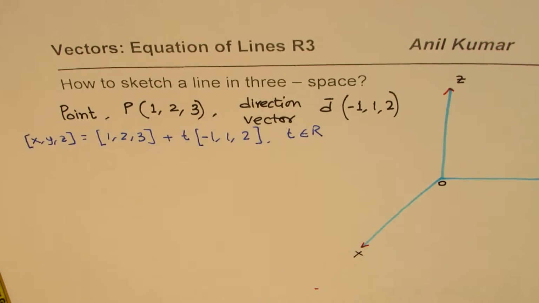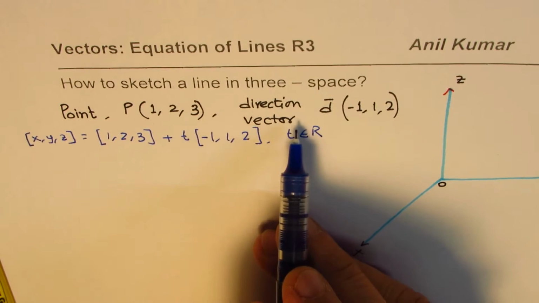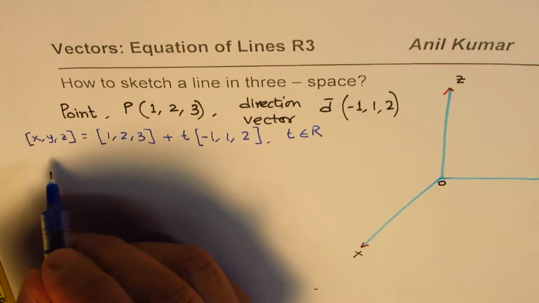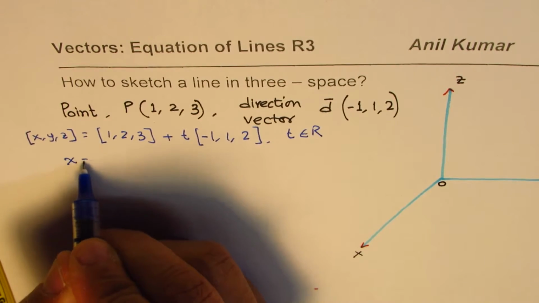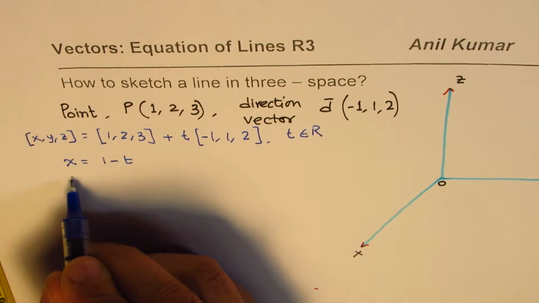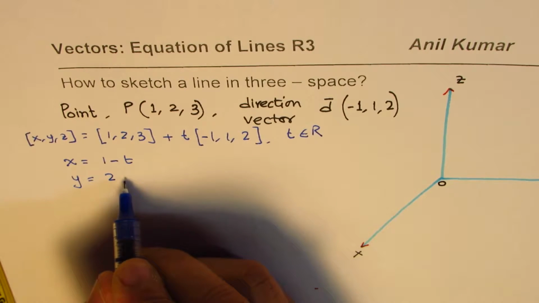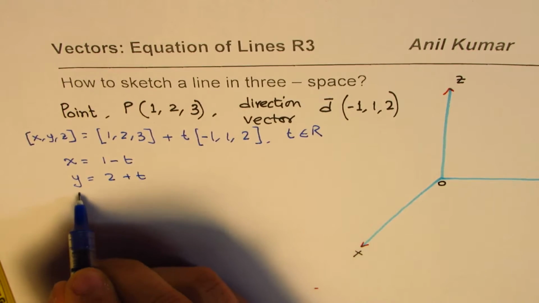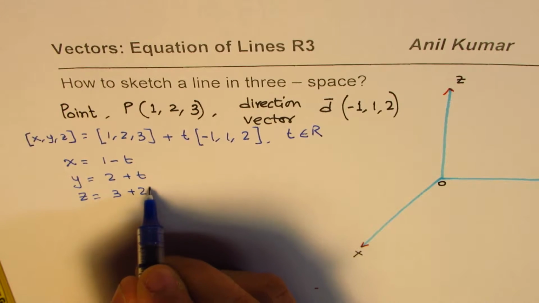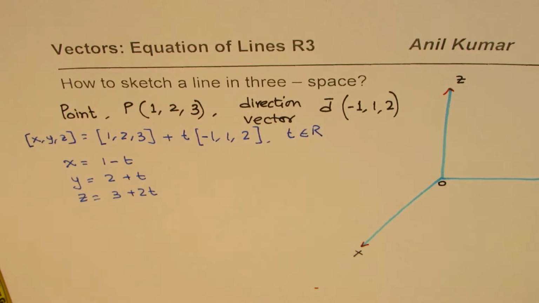Now I could have written this equation in a different form also. What are the other forms? The one form is we could write the parametric form. We could write X equals 1 minus T, right? Y equals 2 plus T, okay, and Z equals 3 plus 2T. We could do this. That is one form, right?